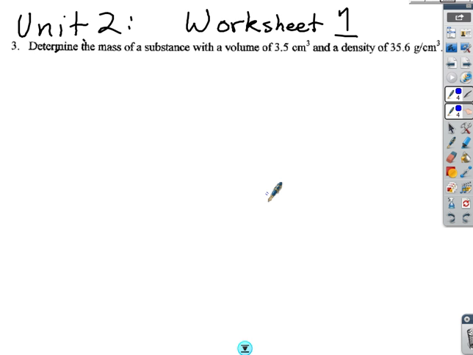In this video, we're going to talk about how to solve the density problems in this worksheet on worksheet 1. Specifically, in this particular problem, I'm working on number 3 from worksheet 1. All right, the first thing we're going to want to do is underline the amounts in the problem, and that's the 3.5 centimeters cubed and 35.6 grams per centimeter cubed.